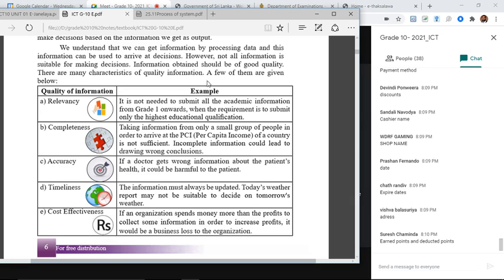So good quality information must be relevant to the relevant people, complete, so that you can make the complete decision, and accurate, meaning correctness must be there. Timeliness: we must have received up to date information. Cost effective: you cannot spend a lot of money on it. If an organization spends more money than the profits to collect some information in order to increase the profits, it would be a business loss to the organization.